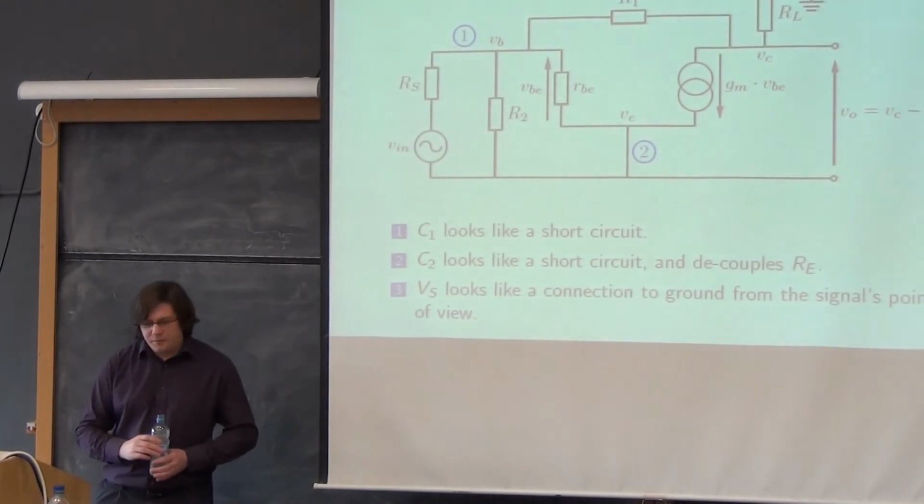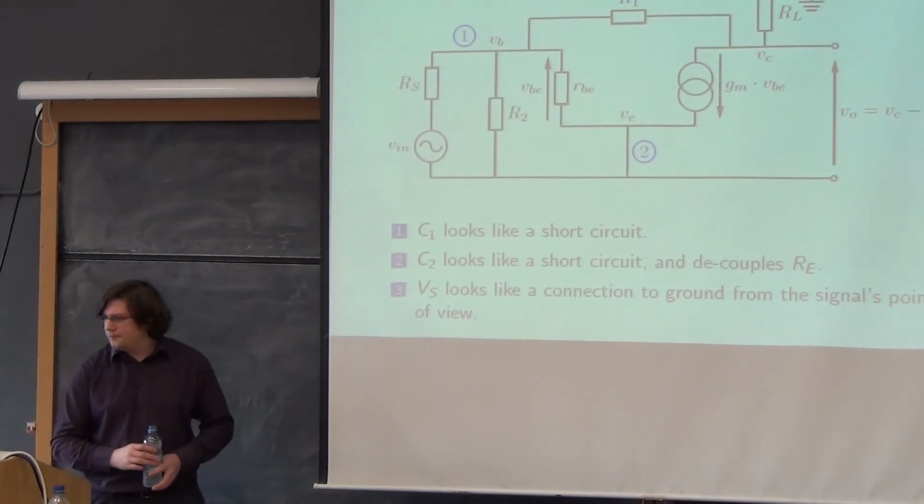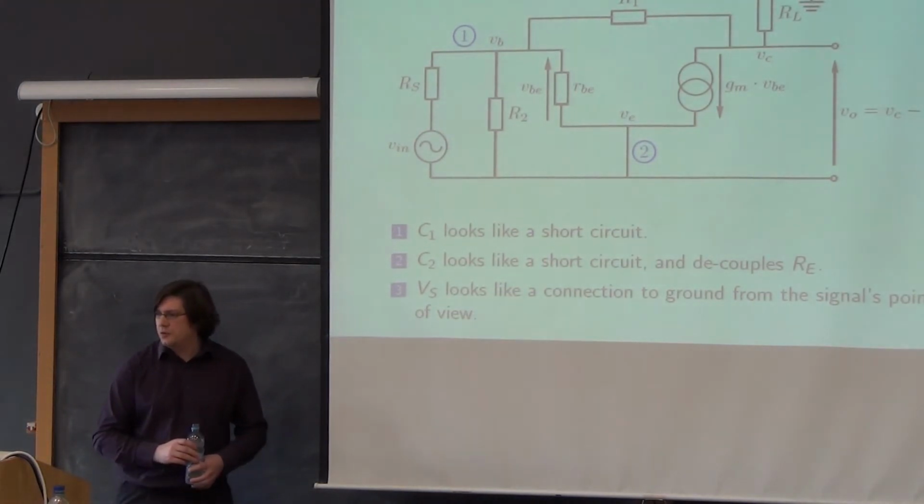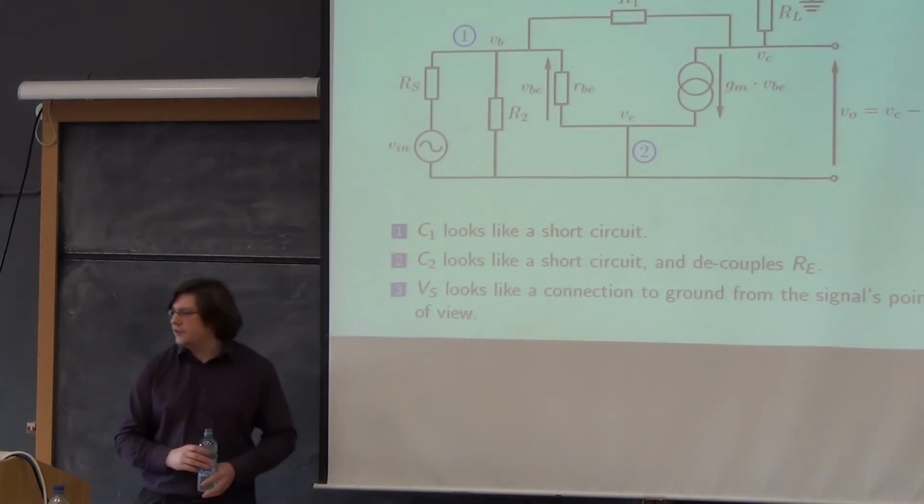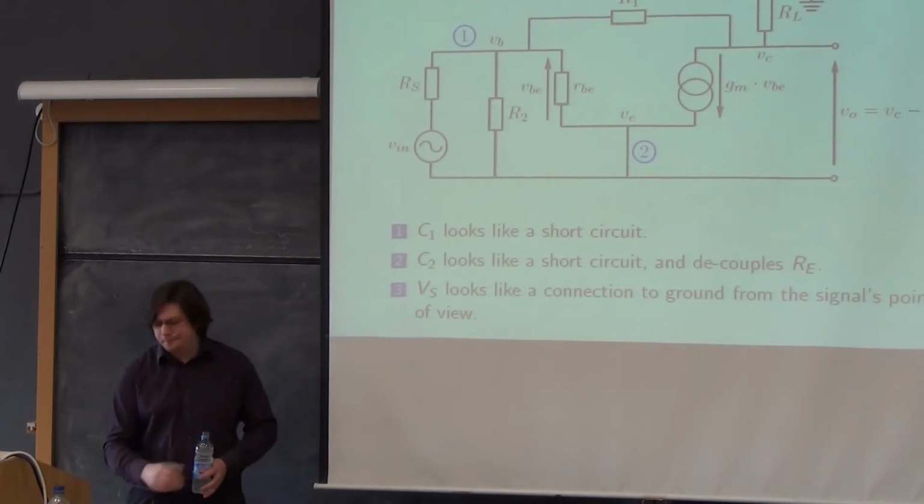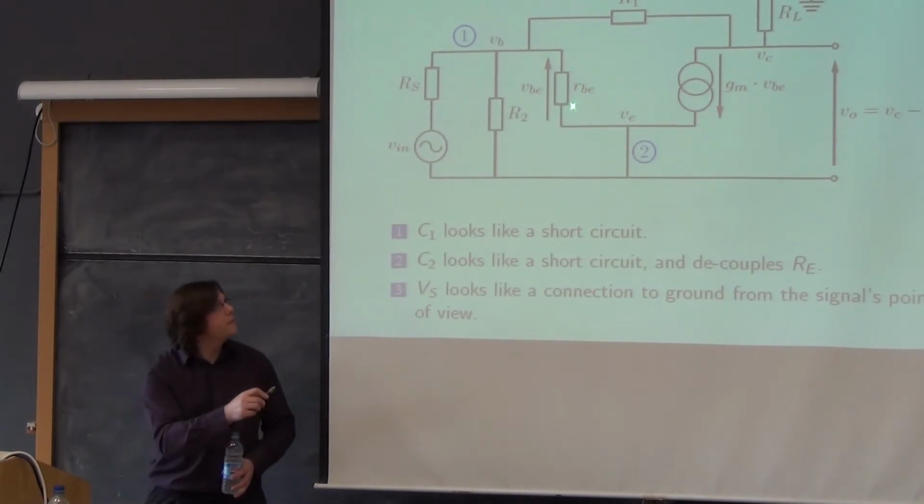So what about the big chunk in the middle? The transistor's gone, and it's now been replaced by a small signal resistance between the base and the emitter. That's RBE. That one there.